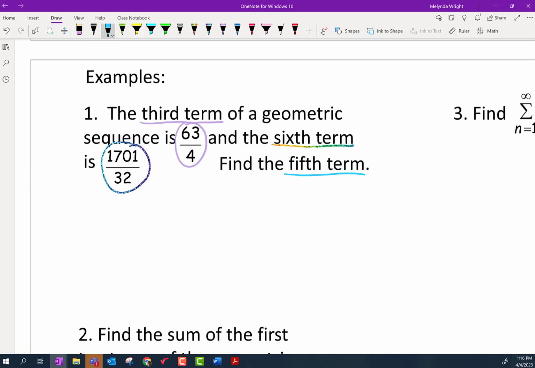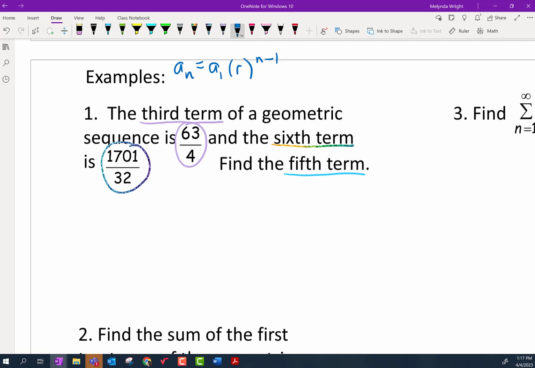So let's go through the steps we need to find all the information to write our formula if it's geometric. First off, let me write our formula up here: a sub n is a sub 1 times r to the n minus 1. That's the formula we are using. So how do we do this with geometric? Well, we're going to take each of the terms and plug them into the formula.